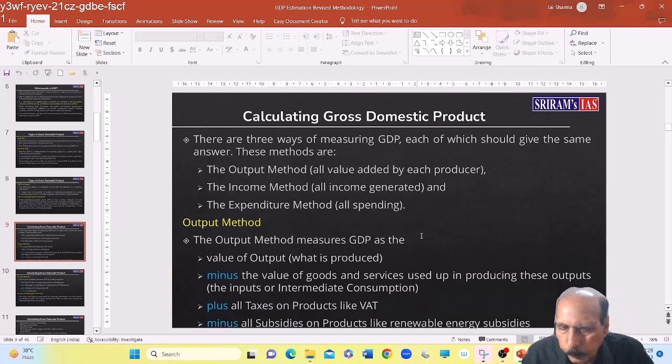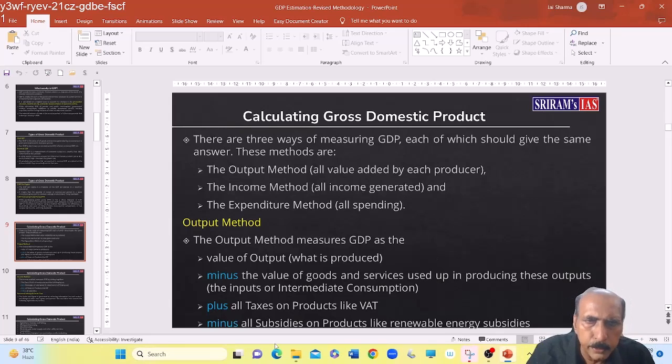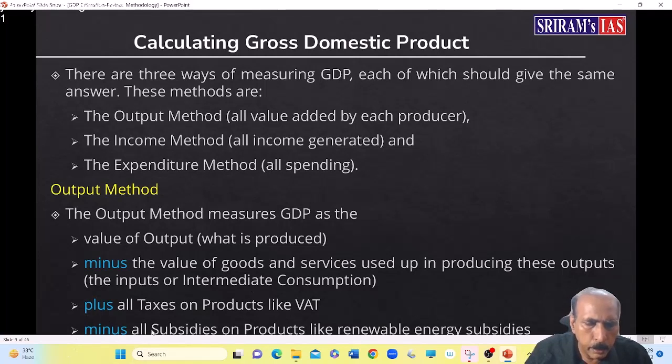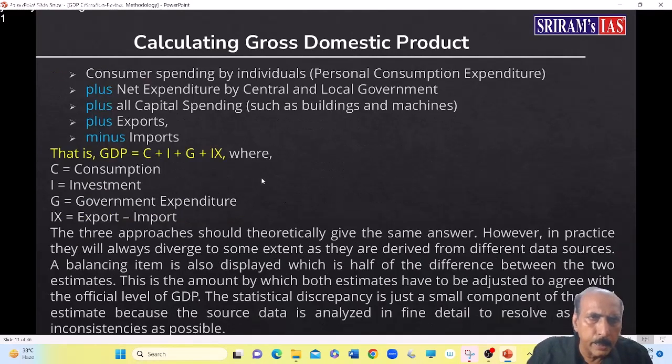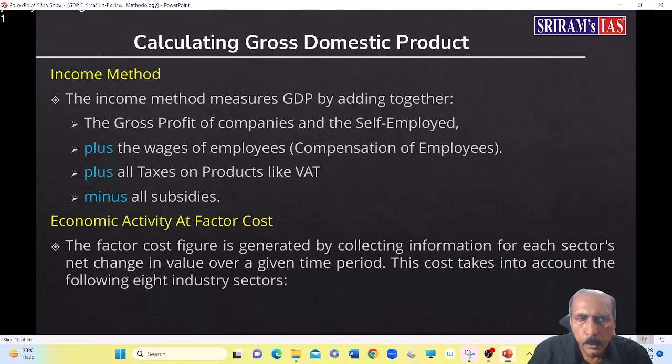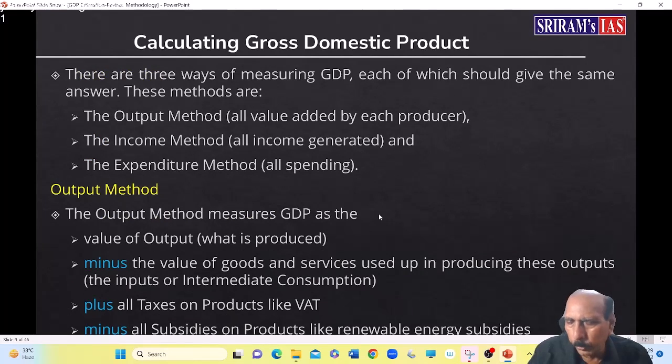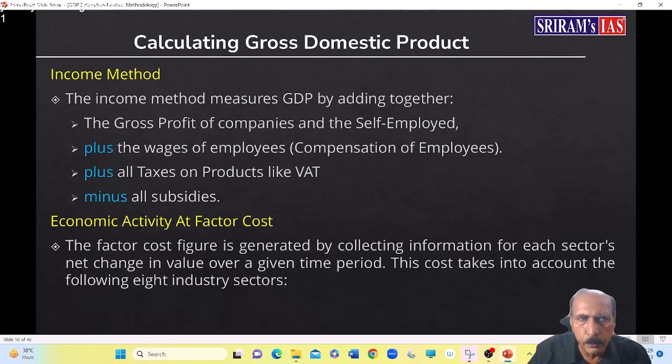You see that, suppose there are N sectors in the economy. If there are N sectors in the economy, then the GDP in that situation will be equal to the sum of the value produced in each sector. And therefore, this is the output method we have.